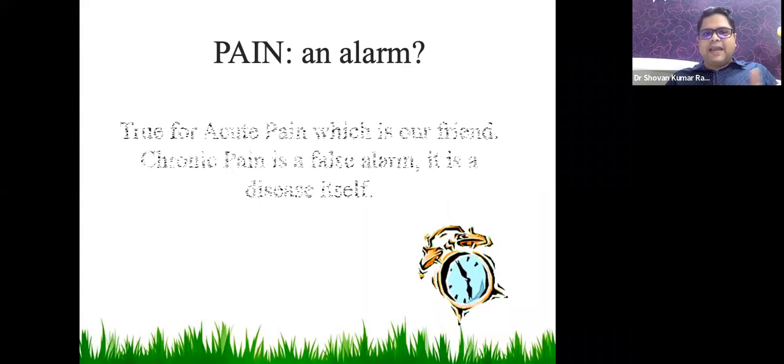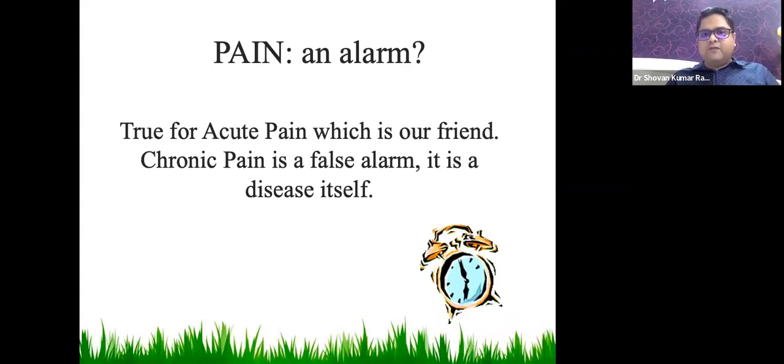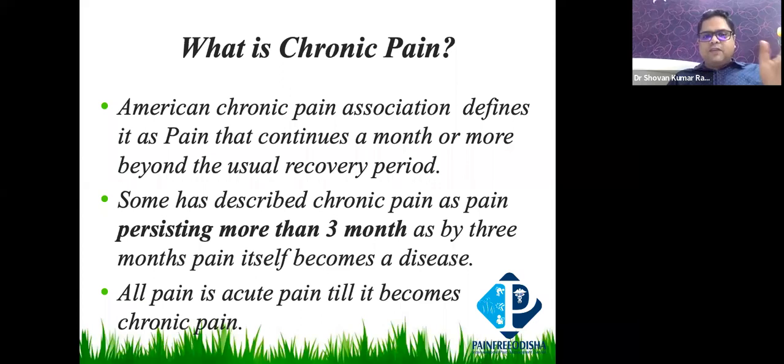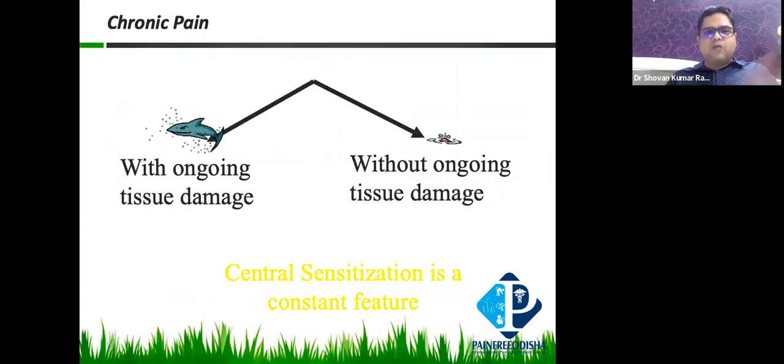Basically, pain is an alarm. So true for acute pain, which is our friend, chronic pain is a false alarm, which is a disease itself. So what is called a chronic pain? Something which is persisting for more than 3 months, even after going for a conservative therapy of medications and physiotherapy, everything possible in a conservative mode. Even after 3 to 6 months, if it is not getting cured, then we call it a chronic pain. It can be with an ongoing tissue damage or without a tissue damage. But the main issue is the central sensitization. That is a constant feature in both of these pains.